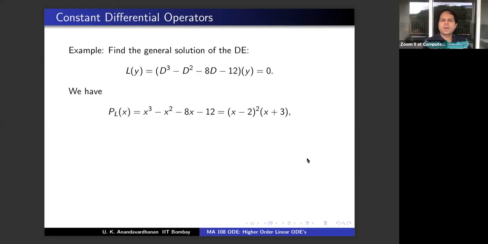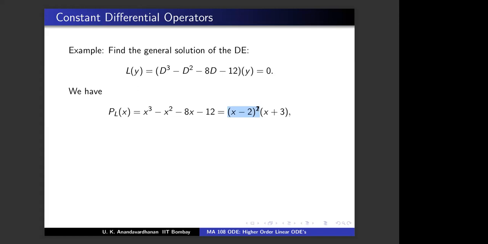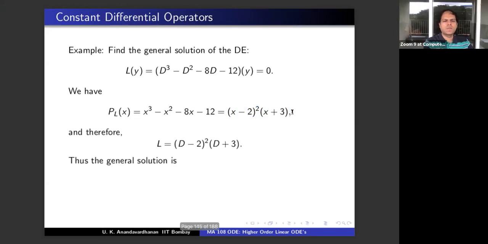Minus 2 is coming twice and minus 3 is coming once. I hope this is correct. I haven't checked, but you must have checked. Anyway, it's easy. So tell me, what is the basis? The basis will have 3 elements. Give me the basis. (x minus 2) whole square will give you e power 2x and x e power 2x, and (x plus 3) will give you e power minus 3x. Okay, so this is very easy. So this is the general solution.